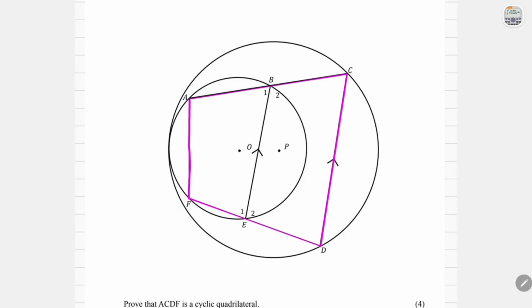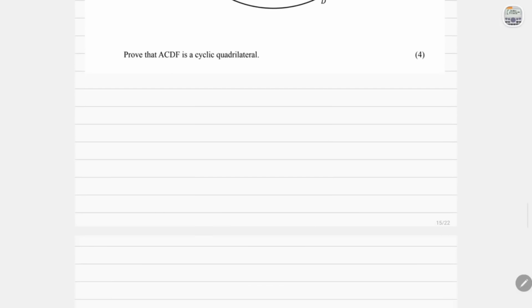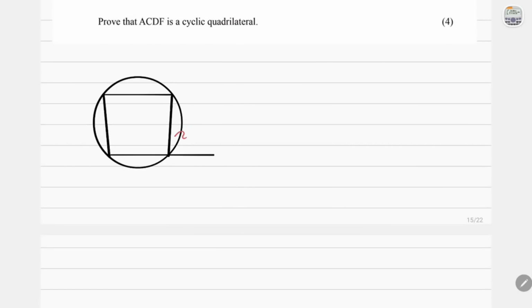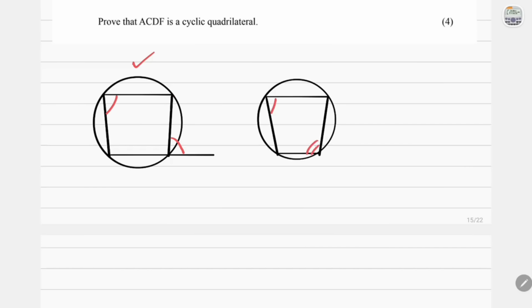Straight away, I see that in order to prove that this is a cyclic chord, remember that there are 3 ways, 3 theorems that you can use to prove that a shape is a cyclic chord. Number 1, if the exterior angle of this chord is equal to the opposite interior angle, this is a cyclic chord. Number 2, if the opposite angles in this chord add up to 180 degrees, then this is a cyclic chord.